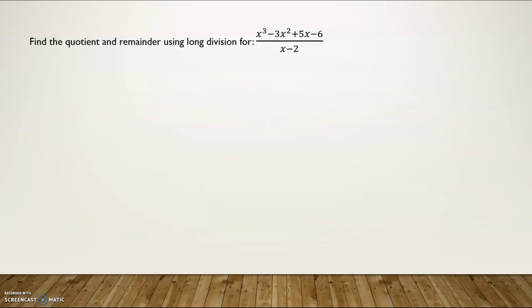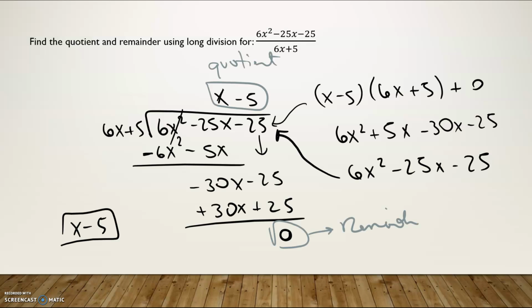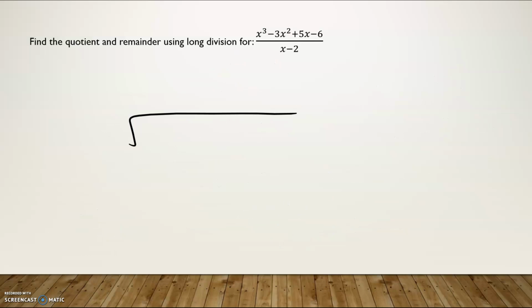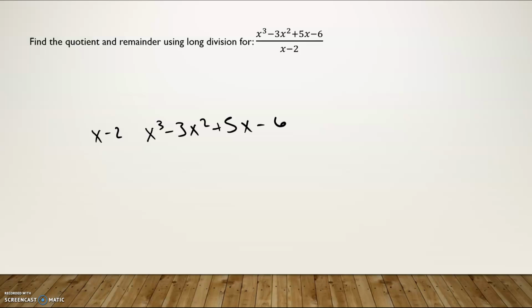Let's look at this last one here. By the way, always check 2, 1, x is 0. That was fine. And we already checked that one. Okay, so x cubed minus 3x squared plus 5x minus 6. Okay, 3, 2, 1, 0. That's fine. X minus 2. And let me not make it look like a square root sign.